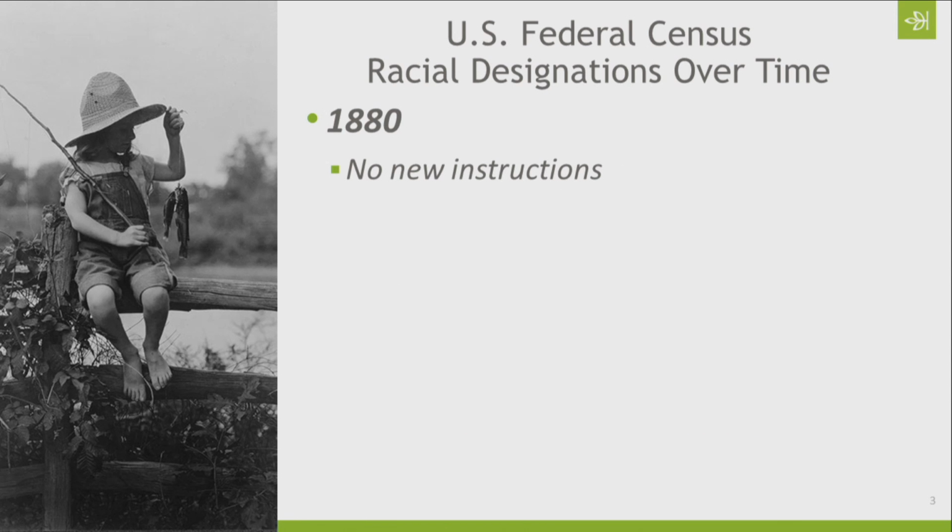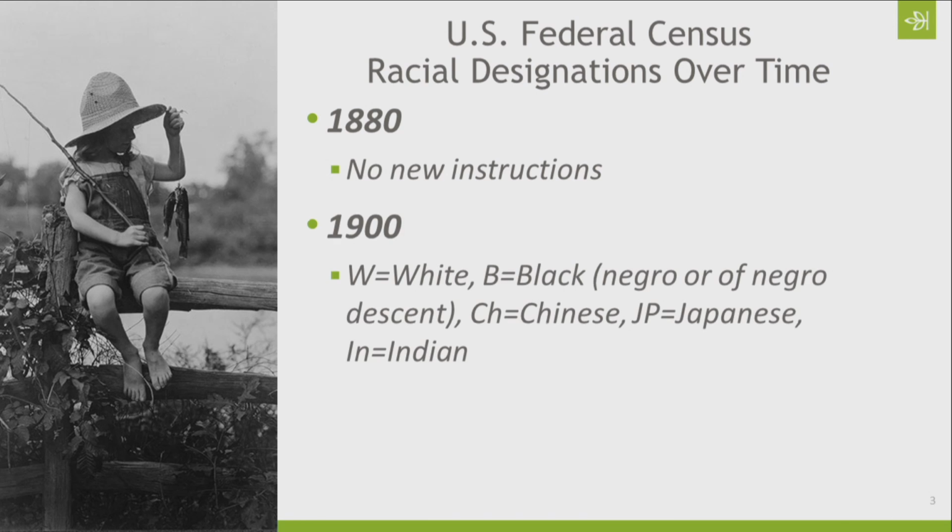In the 1880 census, we get no new instructions. So the instructions are exactly the same as previous. We know that the 1890 census was destroyed in a fire, and so I did not include those enumerator instructions.